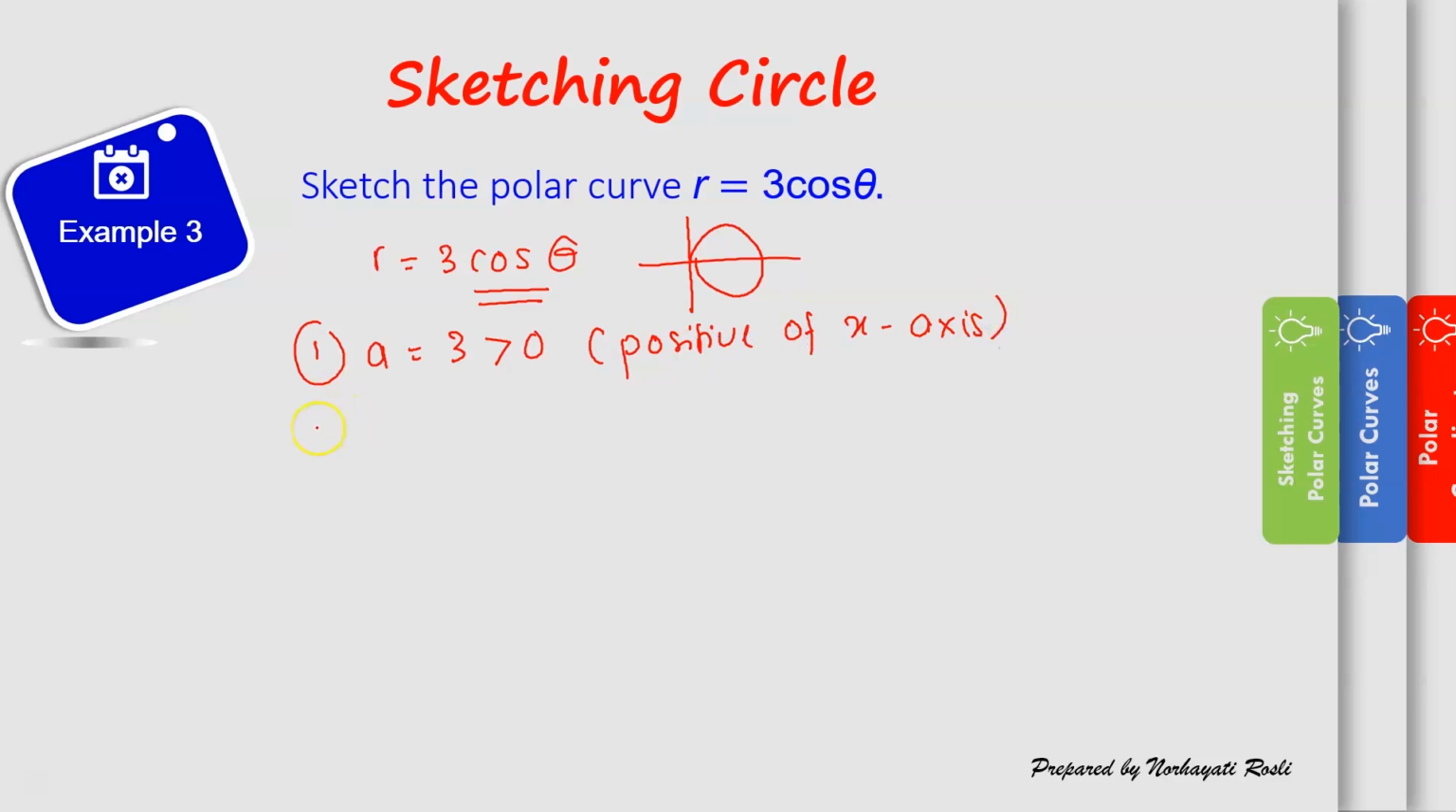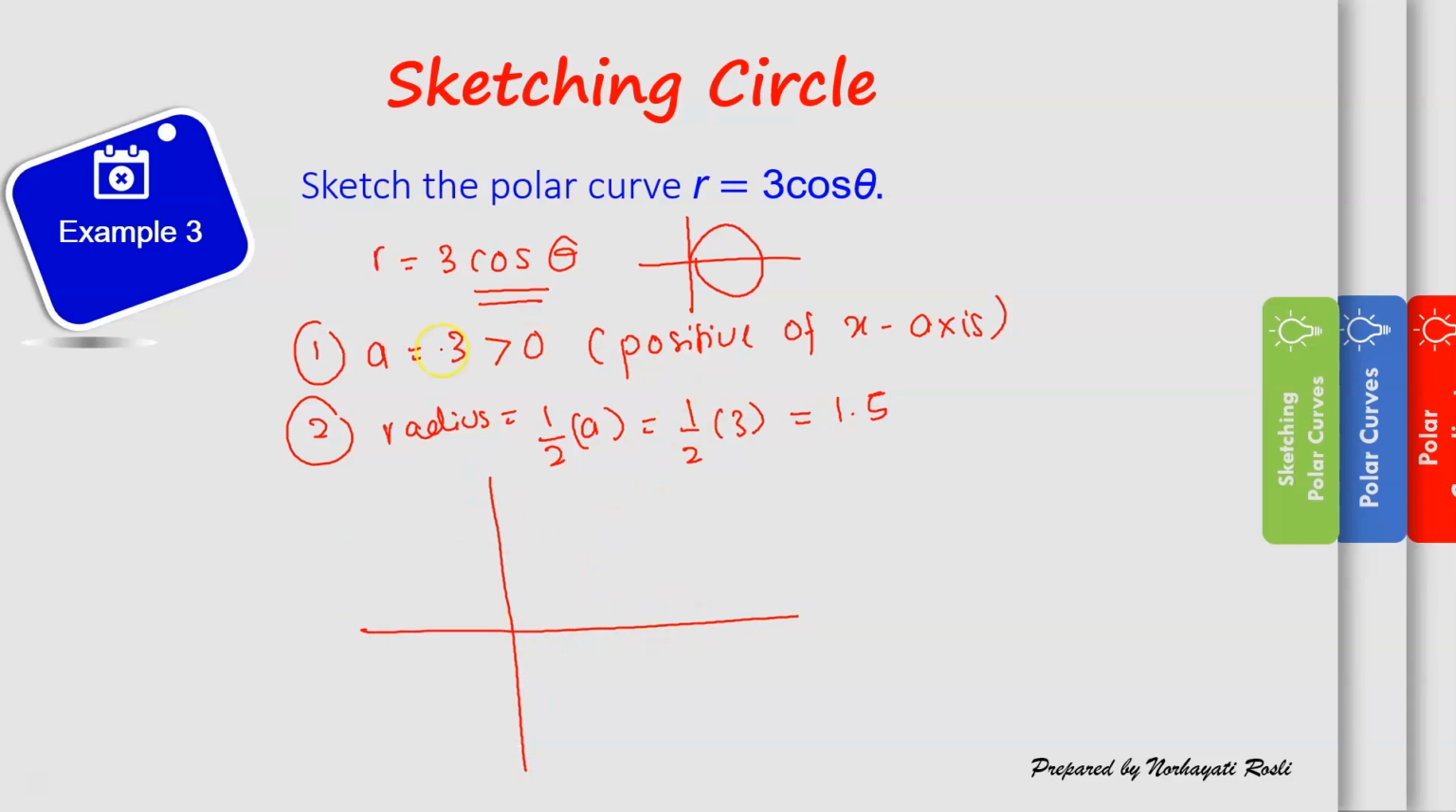And then our radius is equal to 1 over 2a, so equal to 1 over 2 times 3, which is 1.5. In this case, when we plot here, for a equal to 3, it means that the diameter of the circle is 3. 1, 2, 3, means that 3 is somewhere here. Remember, it is on the x-axis. And then for the y-axis, we will have 1.5 and -1.5. When we plot here, we will have this kind of circle.